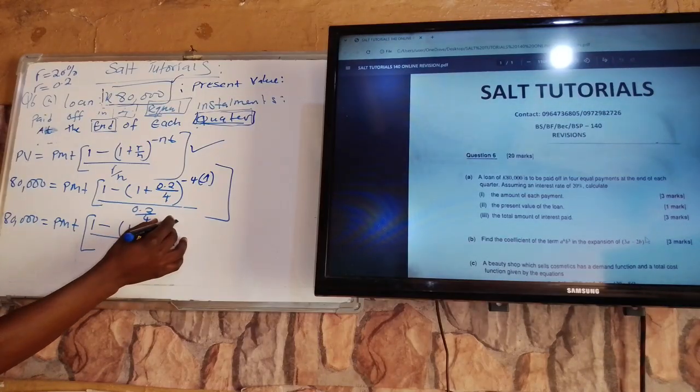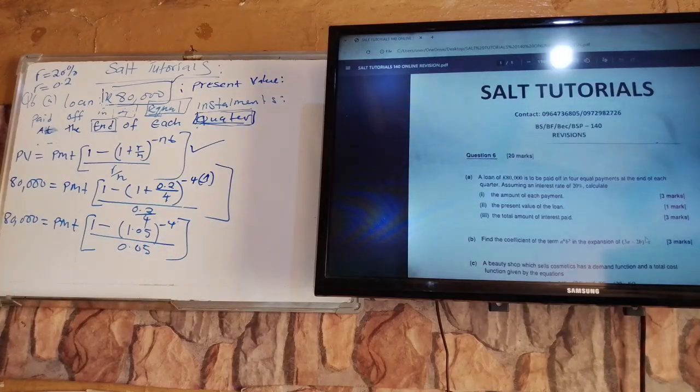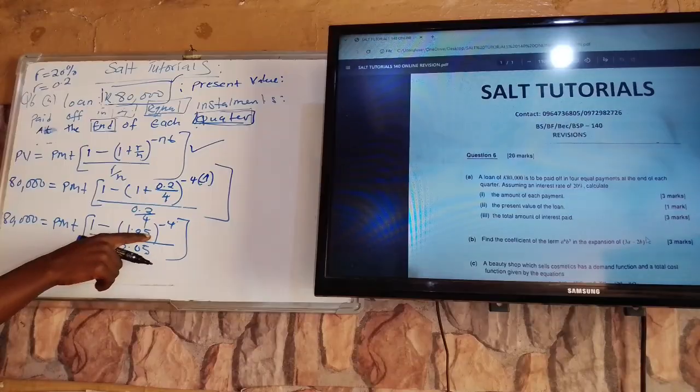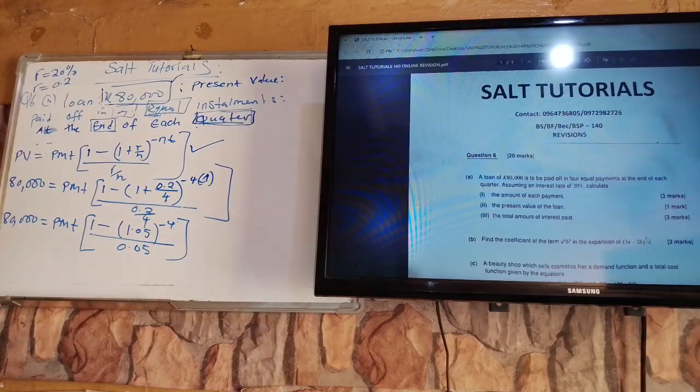0.05 close. So this is what I'm going to have: 1. So I'm going to have 0.05 for that. I'm sure you can punch this on a calculator. It's just a matter of you using your calculator now.